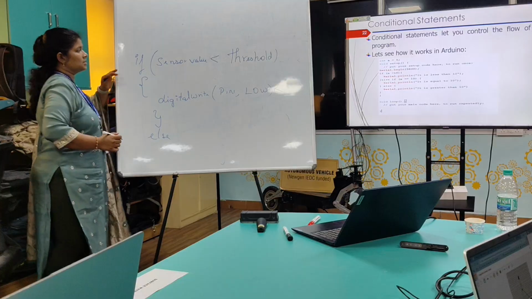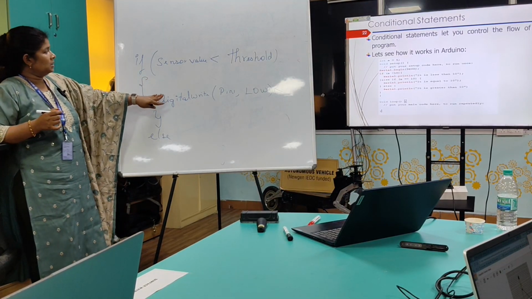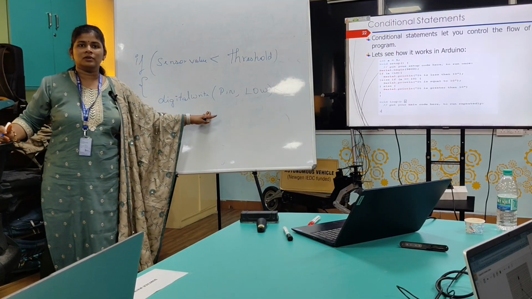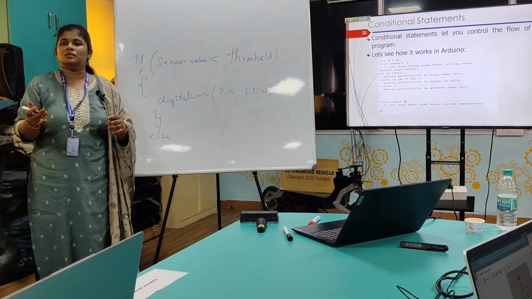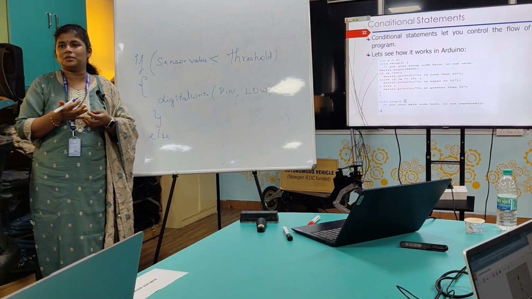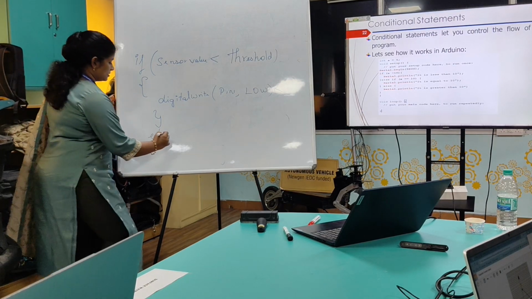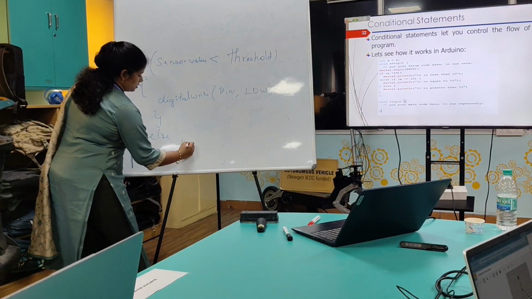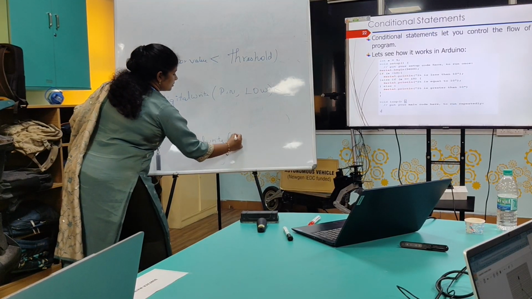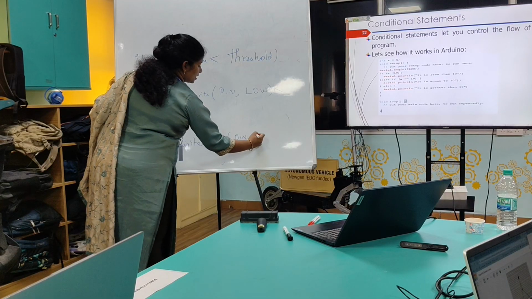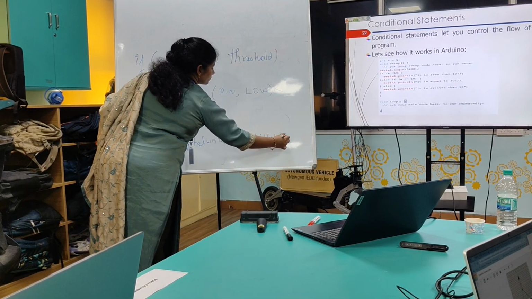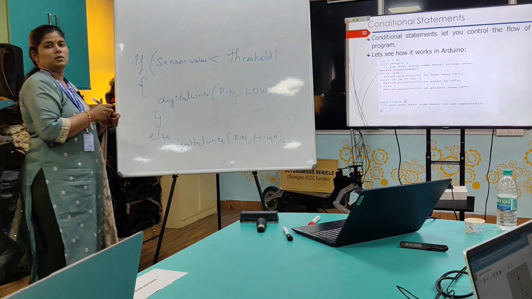Else, so this is an if condition. If the sensor value is less than the threshold, probably switch it off. If it goes beyond the threshold, then probably turn it on. It can be vice versa also. I'm just throwing out some examples here. So else, digital write. Similarly, whatever pin number we are taking, turn it on.